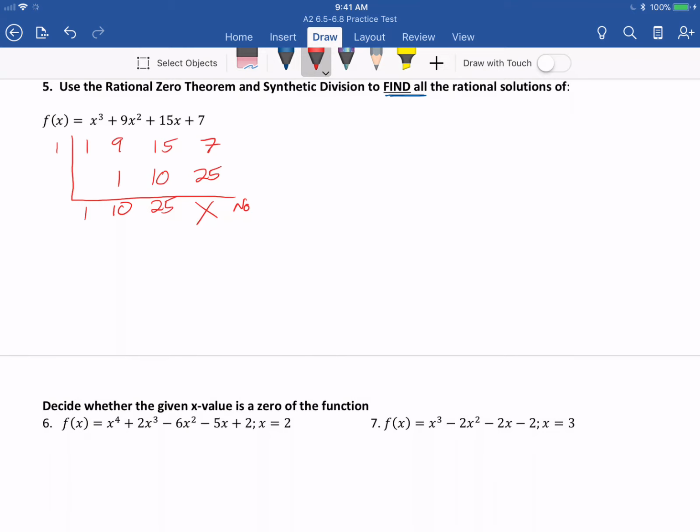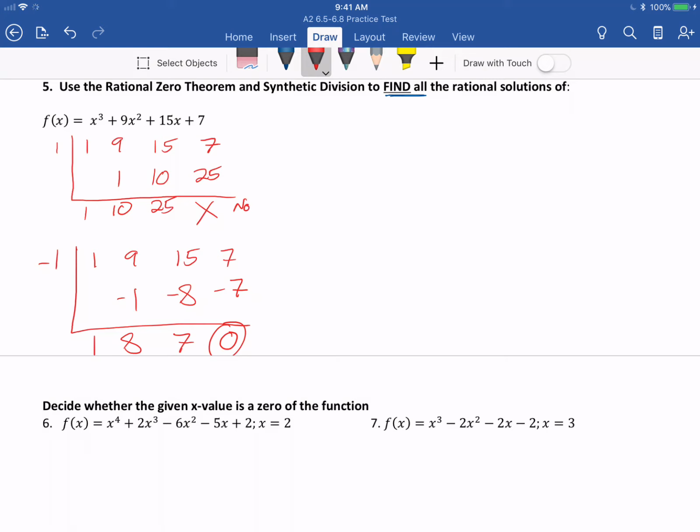All right, let's try -1, see if -1 works. Ooh, that's kind of a big L, but we got 1, 9, 15, and 7. I bring down that 1, then I go -1, 8. -8, this becomes 7, this is -7. So look, I got +7, -7 gives me a 0.